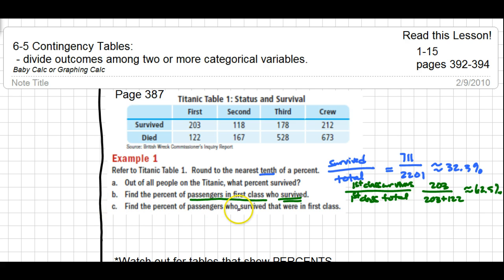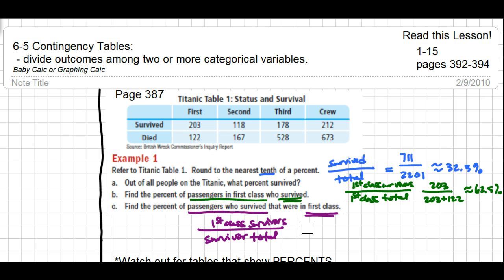So now let's contrast that to our final question here, question C. Find the percent of passengers who survived that were in first class. So again, the first thing listed here, passengers who survived. So the survivor total is what we're going to do on the bottom. And then we're still going to do first class survivors on the top. So the top number will remain the same. We're just going to divide by a different amount underneath it, and that's going to give us a different result.